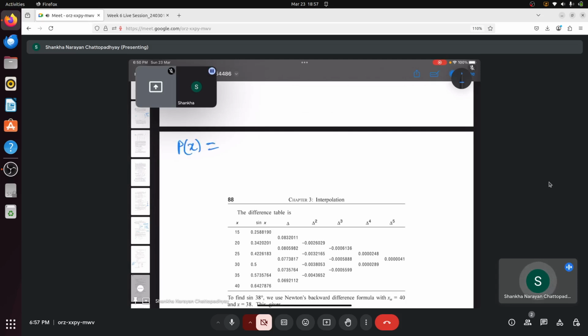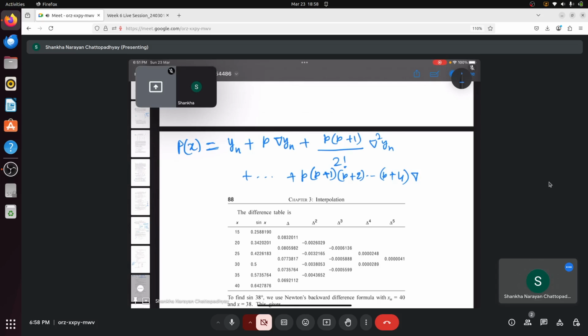the interpolating polynomial p(x) will look like yn plus p into nabla yn plus p into p plus 1 by factorial 2 into nabla square yn plus and so on, p into p plus 1 into p plus 2 up to p plus 4 nabla to the fourth yn. That will be the answer.